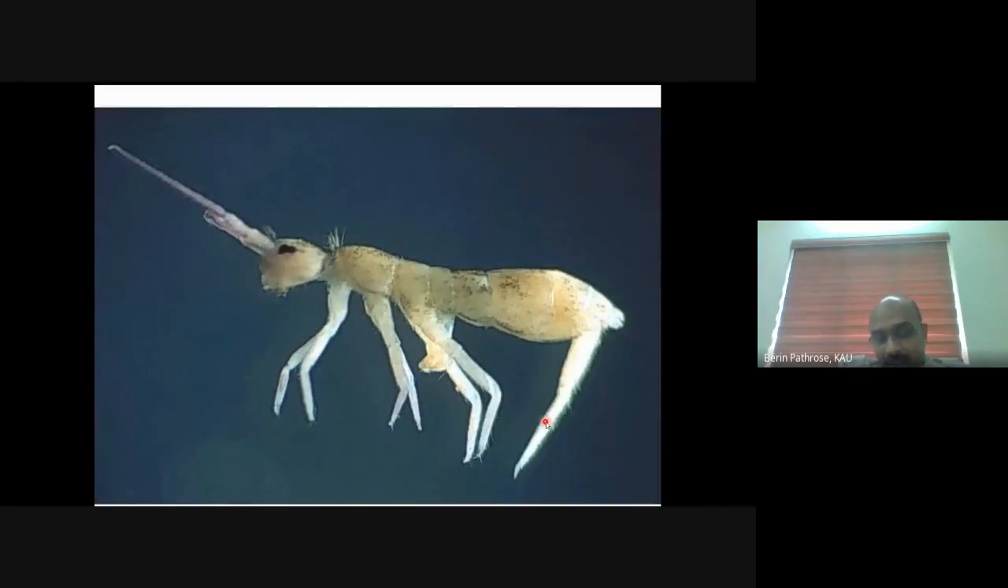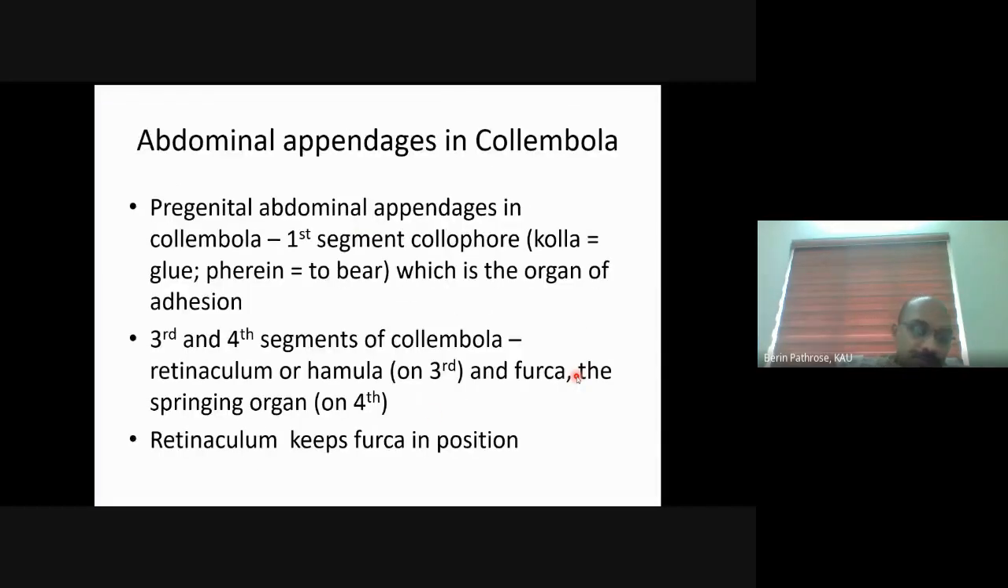You can see this furca will be attached onto the retinaculum here, and once the retinaculum releases it, the furca will strike hard onto the surface and the insect will jump forward. Hence, the furca is called the springing organ. The retinaculum, located on the third segment, helps to keep the furca in position. So the pregenital abdominal appendages in Collembola: the first segment has the colophore, the third segment has the retinaculum, and the fourth segment has the furca.